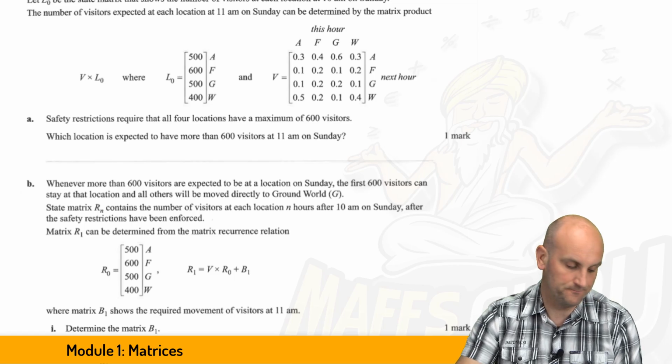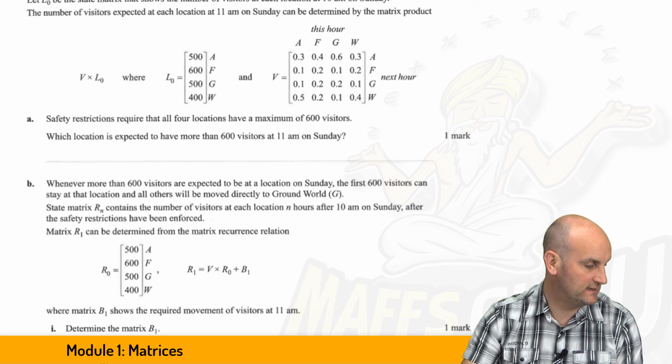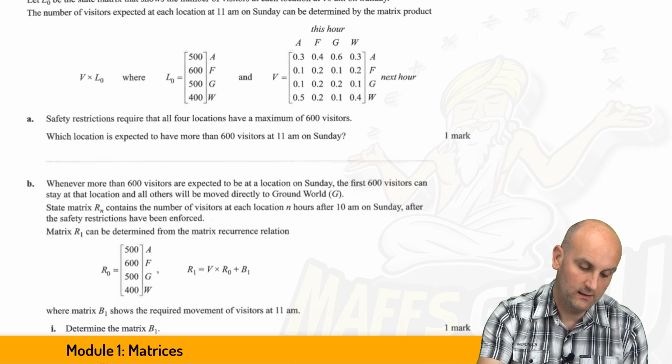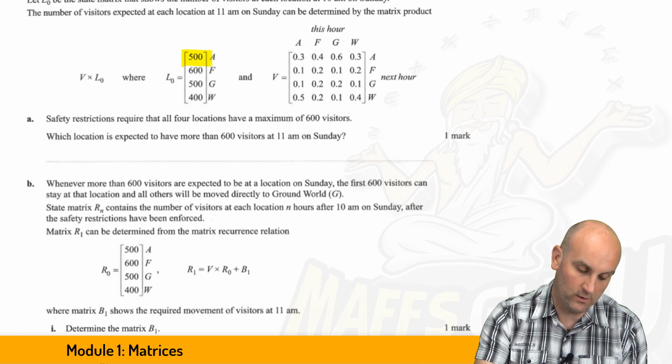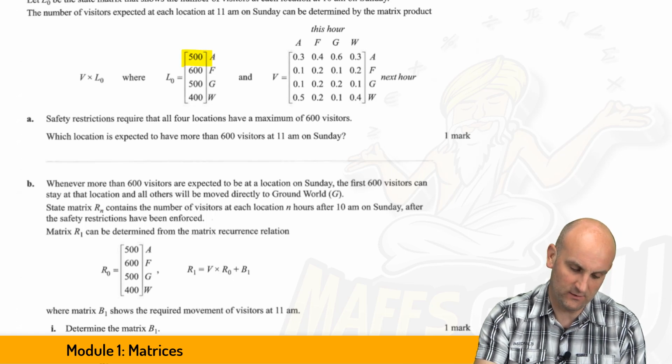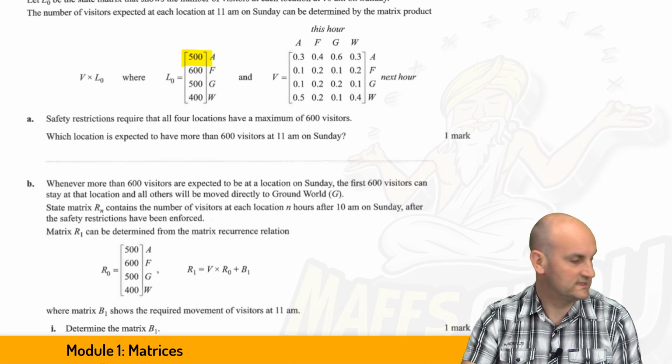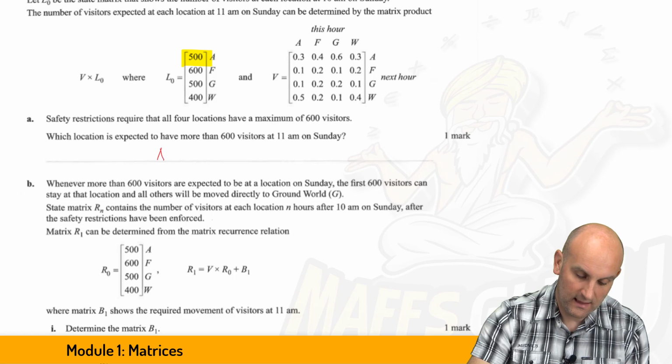Now, as it turns out, when I put the information into my calculator, what I ended up with was a matrix that had 810 people ending up in Air World, if that was the correct one. So 810 people was expected, so I put here Air World.